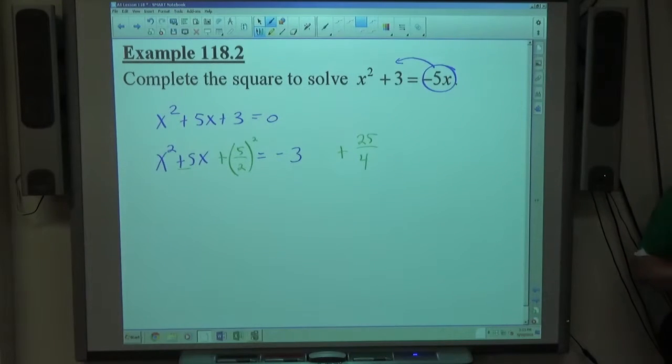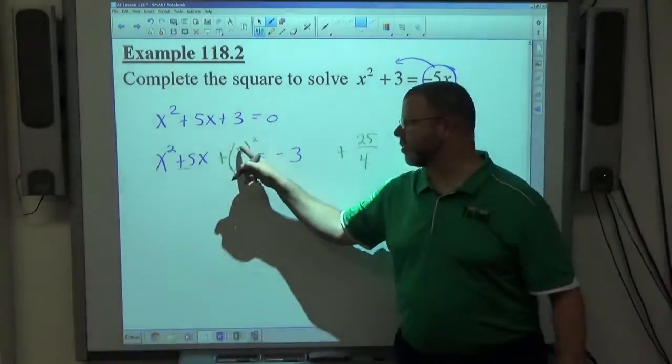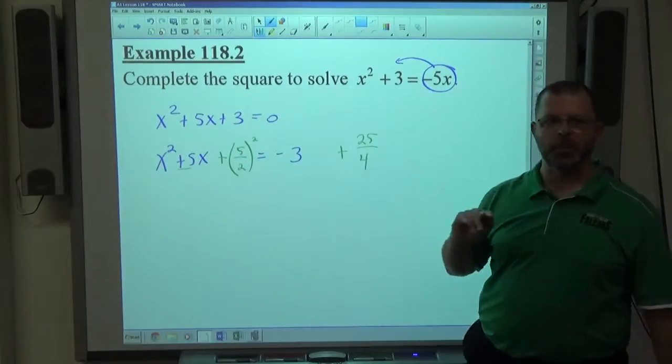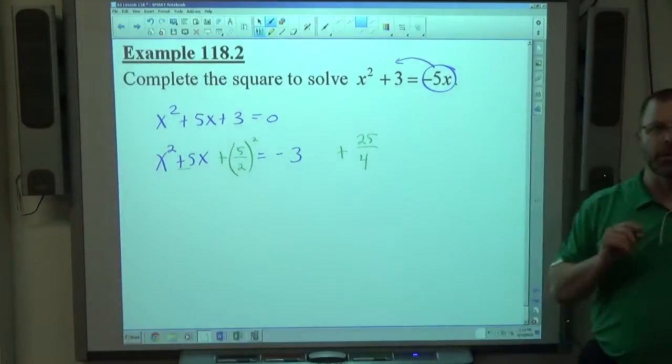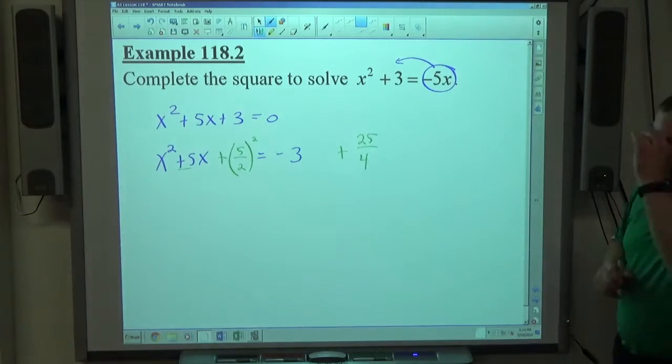Do not make it a mixed number. Do not make it a decimal. I want an improper fraction right there every single time. Unless, if that's 1x, that's 1/2, 1/2 squared is 1/4, then make it a proper fraction. I want a fraction there. I don't want a mixed number or a decimal there.